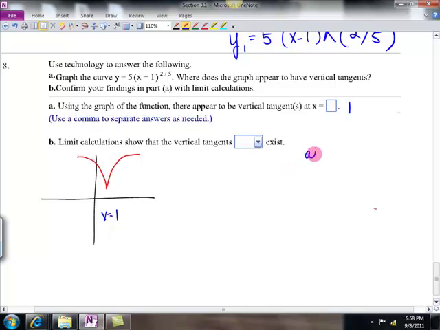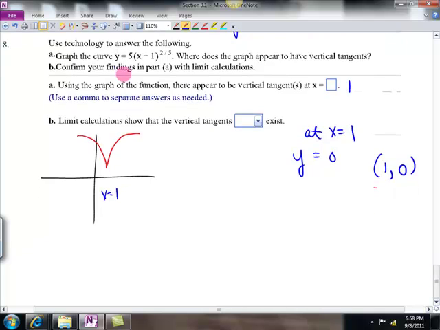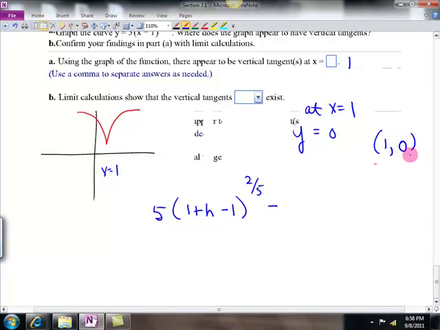At x equals 1. Okay? What is y when x is 1? 0? Okay, so y is 0. So we have a point, (1, 0). And we can do that with this thing. We have 5 times (1 plus h minus 1) to the 2/5 minus what? What's our y value? 0.